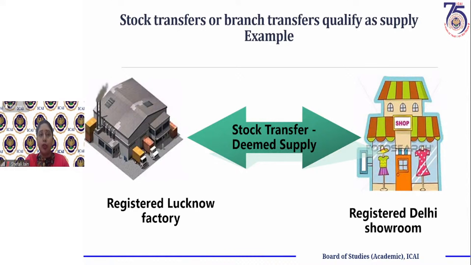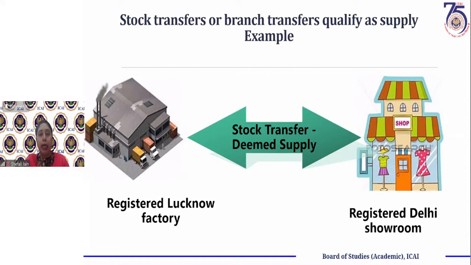They are free of cost because when you are transferring your goods from one office to another, one factory to another factory or other outlet, then obviously there will be no cost that will be charged. That will be free of cost. But under GST, if these two branches, or head office and branch, or the factory and the branch, have separate registrations, then that will be considered as supply, or deemed as supply.